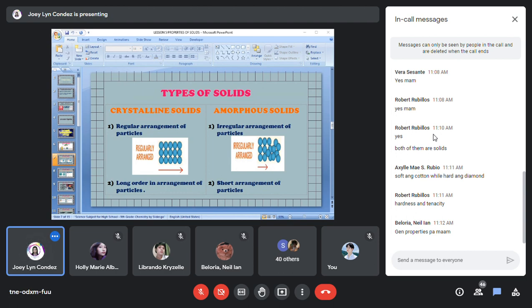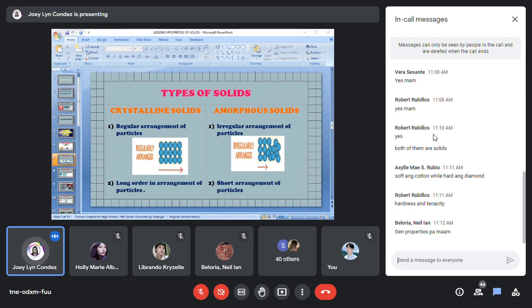So aside from that, we also have diamond. It's a form of crystalline solid. Another property of crystalline solids is that they have long-range order in the arrangement of particles. From this side going to the right side, the particles are well arranged. So that means they have long-range order in arrangement.